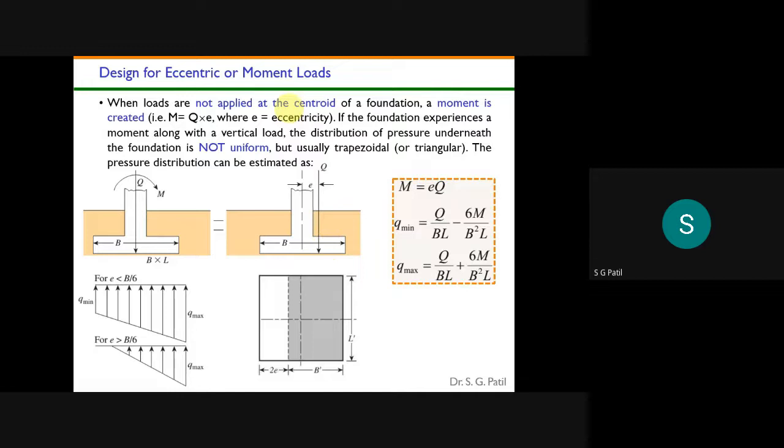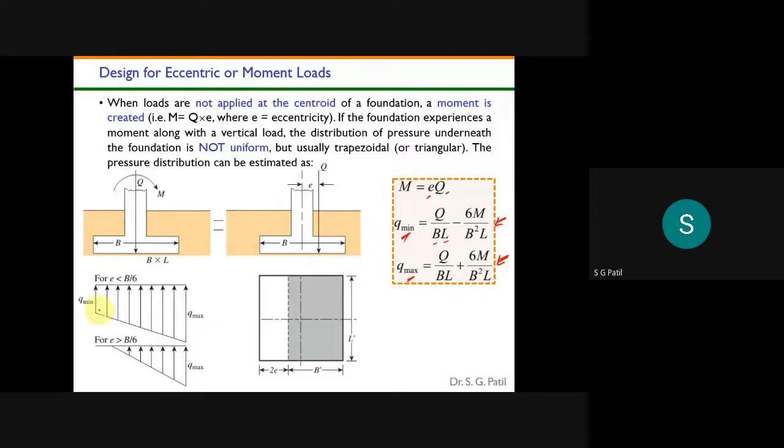Okay, so how do we calculate this Q max and Q minimum? First, I have to calculate Q max and Q minimum, and they can be calculated by these equations. Q minimum is Q by your breadth into length, B into L, minus 6 times your moment divided by B square into L. And Q max is Q by BL plus 6 times your moment divided by B square into L. So what is M here? M is nothing but the eccentricity into the load, E into Q.